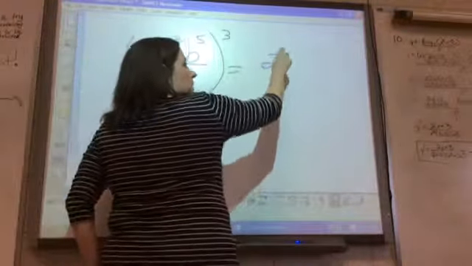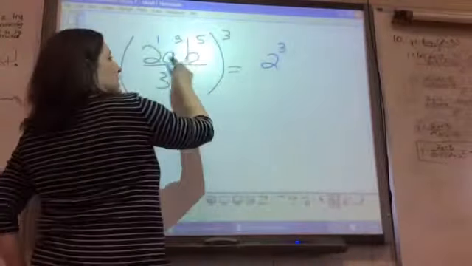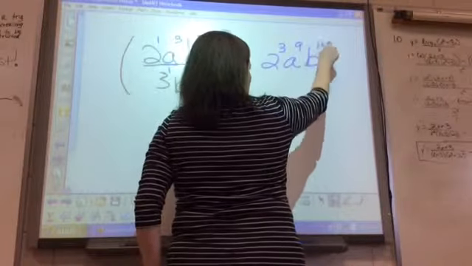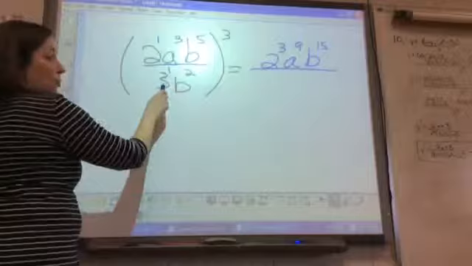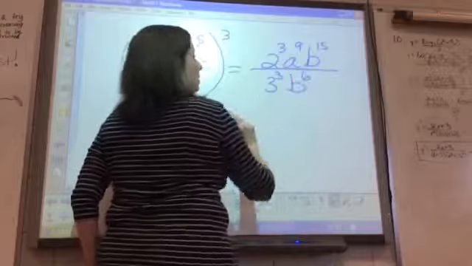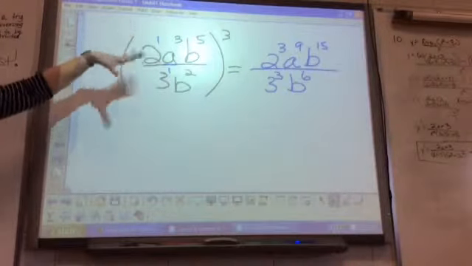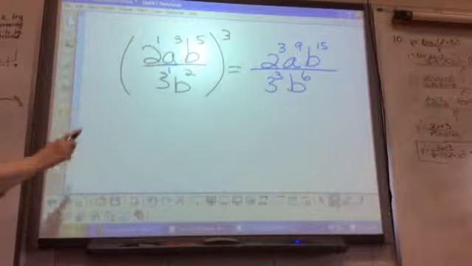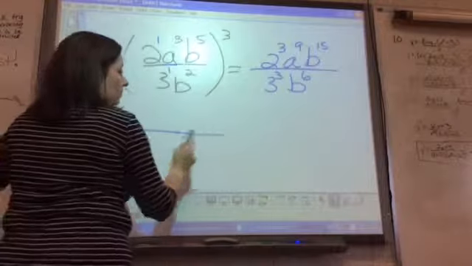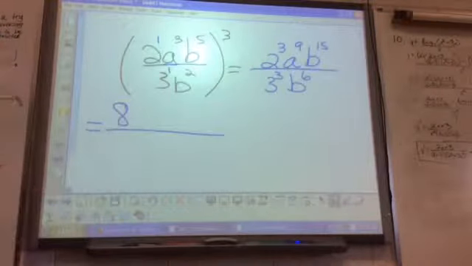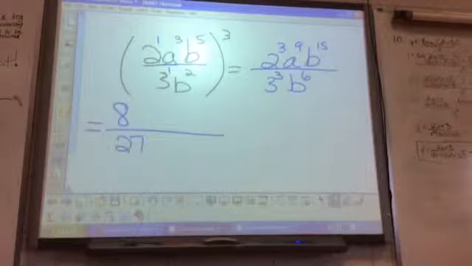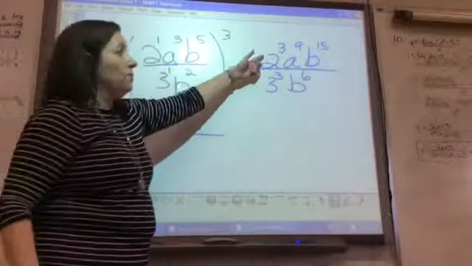So 2 is going to be to the 3rd. A is going to be on top here. A is going to be to the 9th, and B to the 15th, thank you. All right, now we do the bottom. 3 is to the 3rd, and B to the 6th, thank you. Okay, so we've taken care of distributing that cube on everybody. All right, now let's clean up our numbers. What's 2 to the 3rd equal? What's 3 to the 3rd? And if you didn't know that off the top of your head like she's doing, then type it in. So 8 over 27 is really what these are.